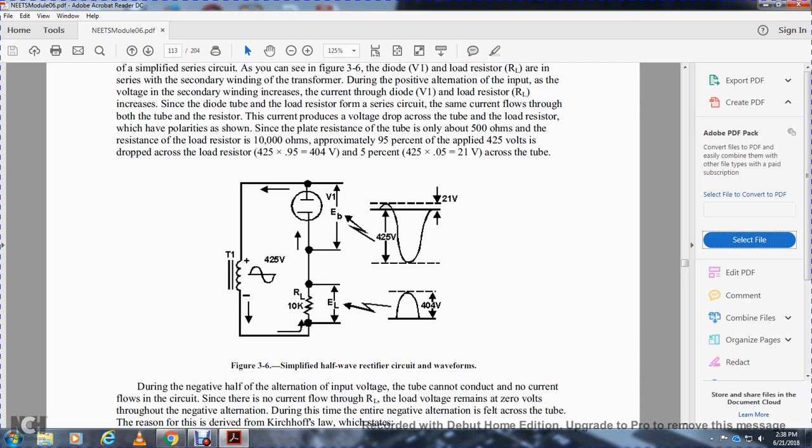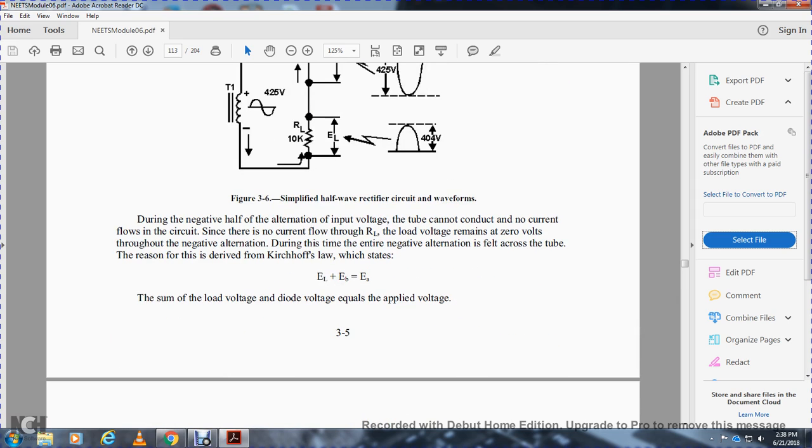Alright, figure 3.5 shows the simplified half-wave rectifier with waveforms. Transformer 1, positive and negative, the load resistor, and the load voltage, which peaks at about 440 volts at the load resistor. Then you have your diode voltage at 425 volts peak, 21 volts. During the negative half alternation of the input voltage, the tube cannot conduct, so no current flows in the circuit. There's no current, so the load resistor voltage is 0 volts.